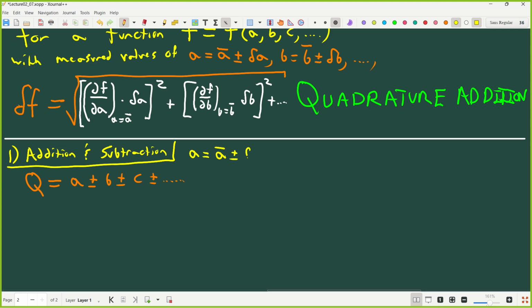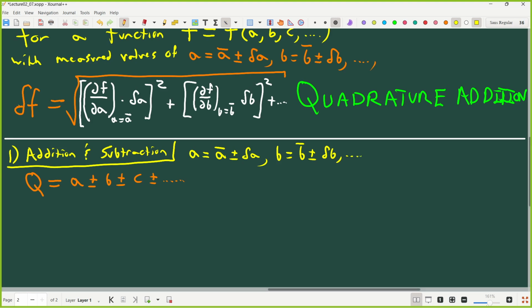A has some error to it. B has some error to it, et cetera, et cetera. Okay? So again, what's the error in q? That's ultimately what we want to solve. We're adding a bunch of things together. What's the net error? But it's probably not too hard to think about this. We're just adding things, so it probably means the error in q is just the sum of the squares of the errors in each one, which is exactly correct.